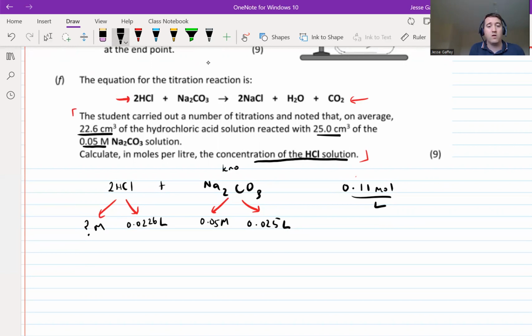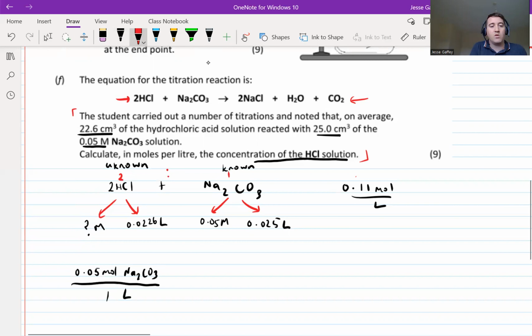This is our known, and this is our unknown. So we always start with our known. And at this stage, you should also recognize that this is a 2-to-1 molar ratio. Okay, so I'm writing down, starting with what I know. I know I have 0.05 moles of Na2CO3 per liter, so per 1 liter solution. And I want to cancel that and end up with moles.